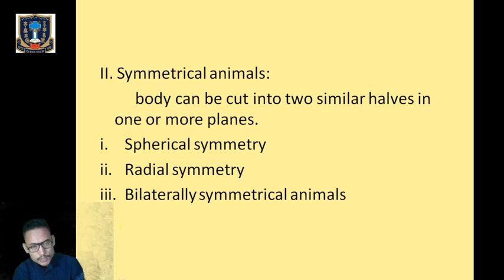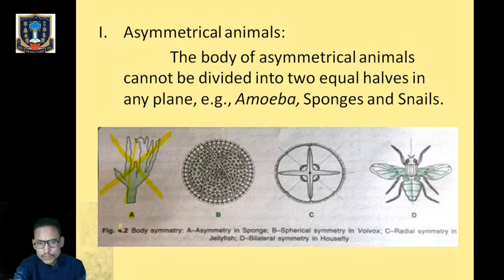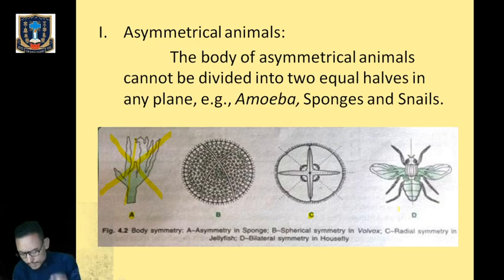One is called spherical symmetry, the second is called radial symmetry, and the third is called bilateral symmetry. If you look at the figure, figure B shows spherical symmetry, figure C shows radial symmetry, and figure D shows bilateral symmetry. Now what does spherical symmetry mean? Animals exhibiting spherical symmetry have their body parts arranged as a sphere. Clear? In these animals, the sides and the ends of the body are not demarcated.